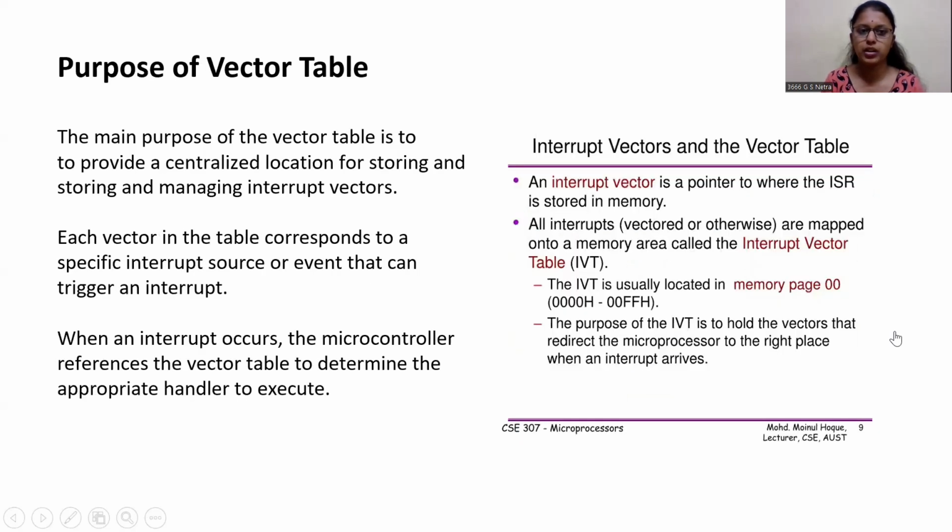Next, purpose of vector table. The main purpose of vector table is to provide a centralized location for storing and managing interrupt vectors. Each vector in the table corresponds to a specific interrupt source or event that can trigger an interrupt. When an interrupt occurs, the microcontroller refers the vector table to determine the appropriate handler to execute.